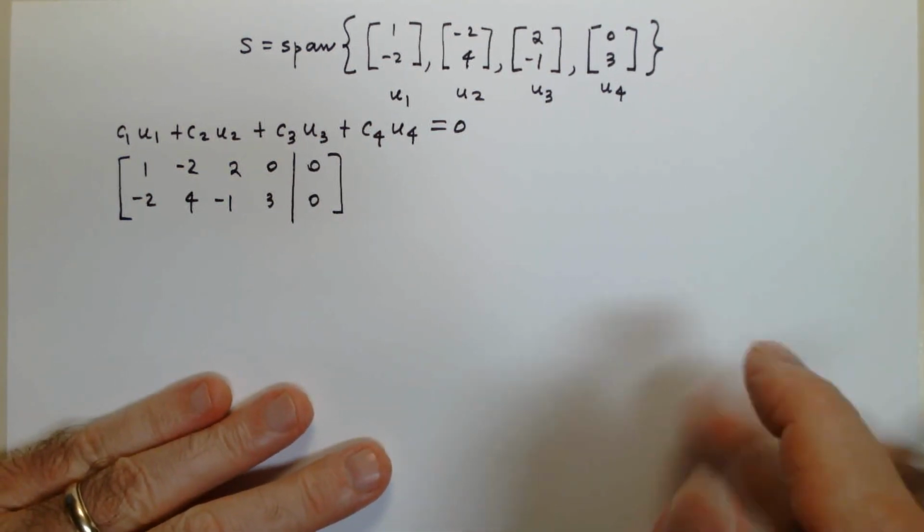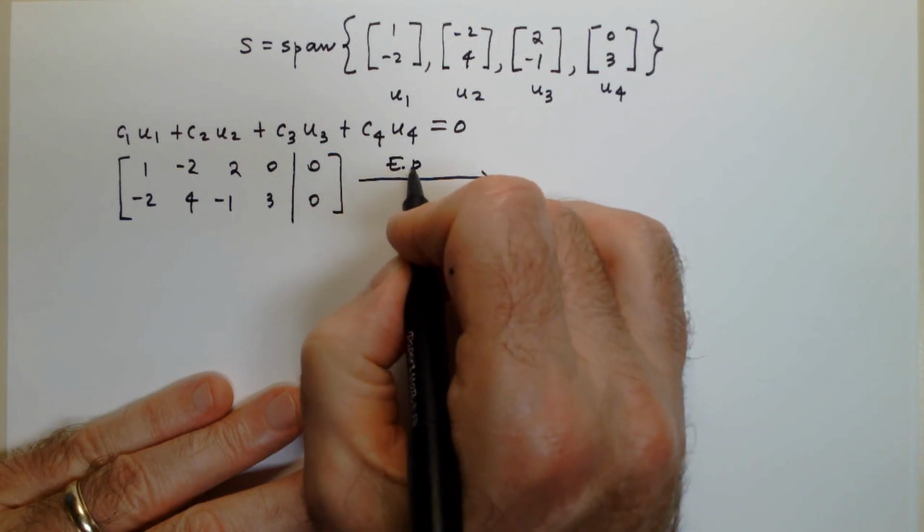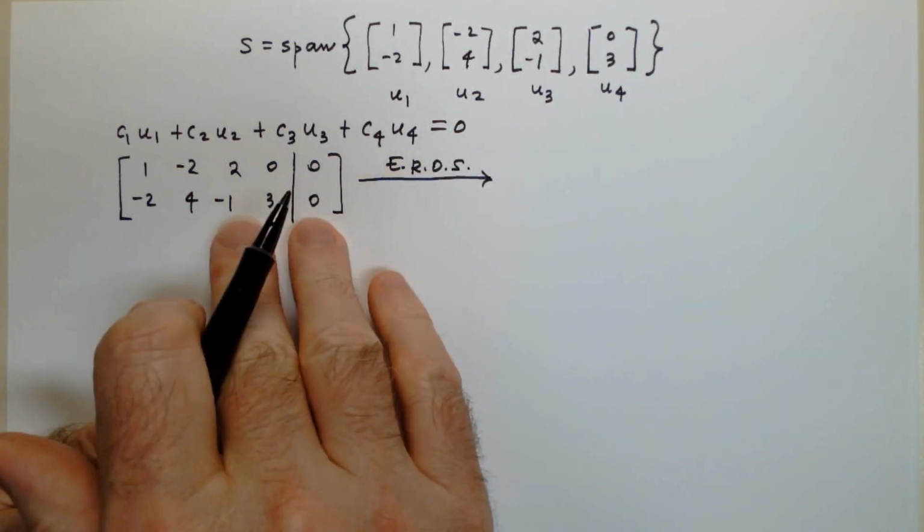Now, when we row reduce this matrix, we're going to perform a sequence of elementary row operations. We're going to row reduce this matrix.